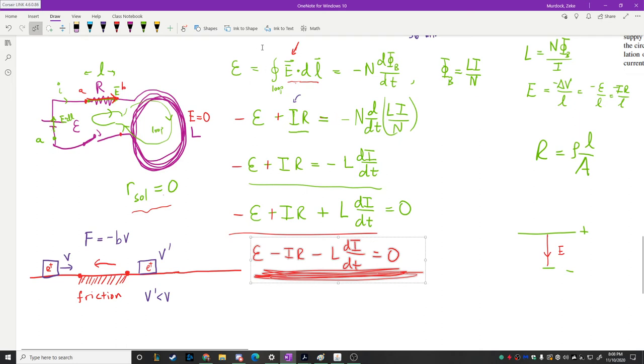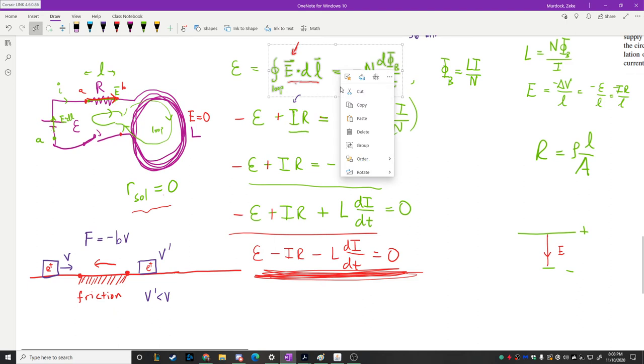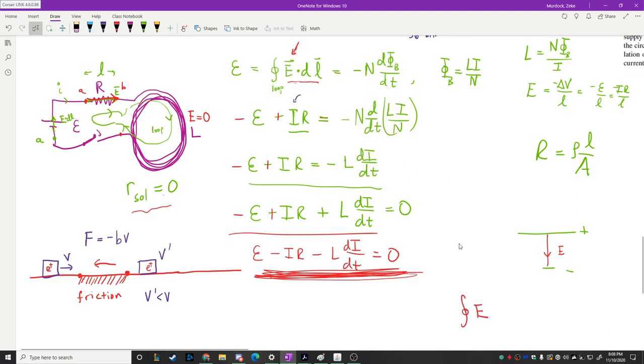Because the reality is that this is the more fundamental equation. And Kirchhoff's laws are the special case when this is equal to zero. But this is only true if you have a system in which the currents aren't changing. Because as soon as you have changing currents, then you get EMFs that are induced that you have to take account for. Well, so there you go.